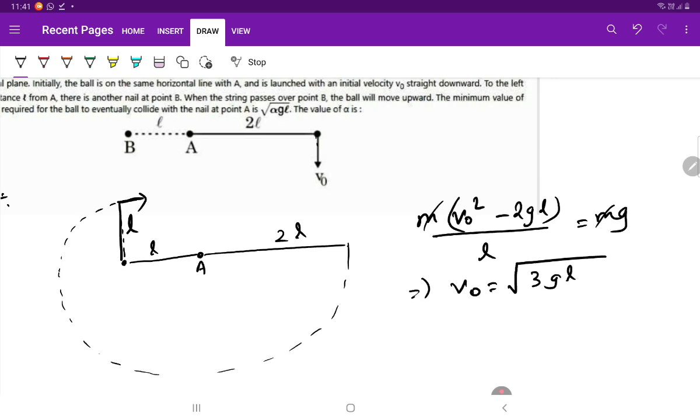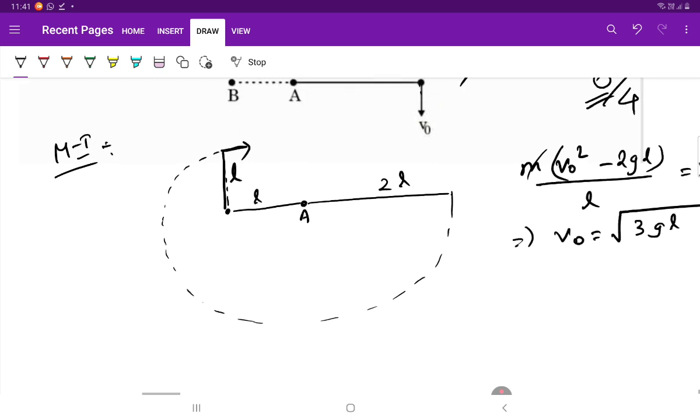Yeah, most of my batchmates also got the same answer, that is root 3gL, when we attempted the test. And surprisingly we got 0 marks out of 4 in this question when we marked alpha is equal to 3. Well, 3 is not the answer. Then what is the catch in the problem that is making our answer mistaken?